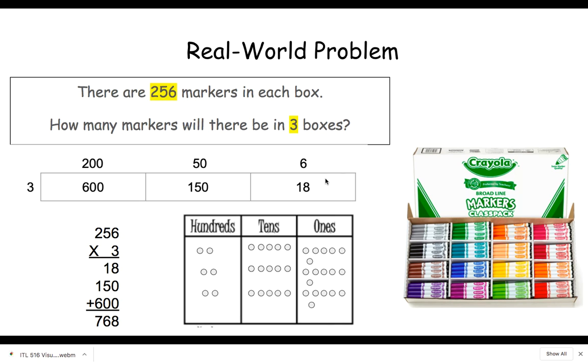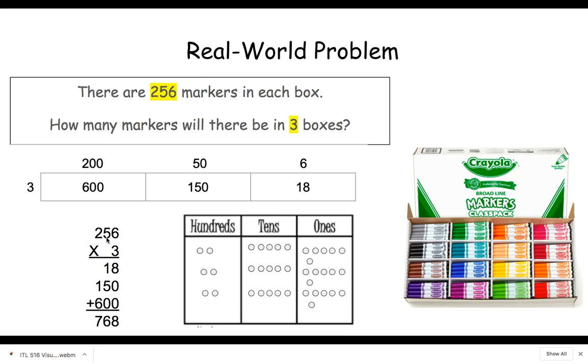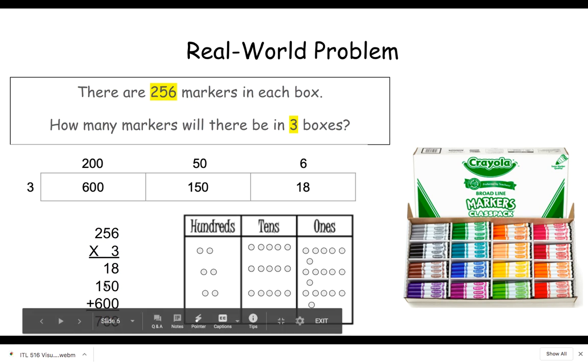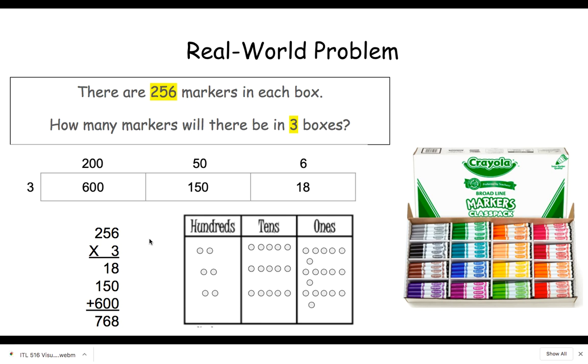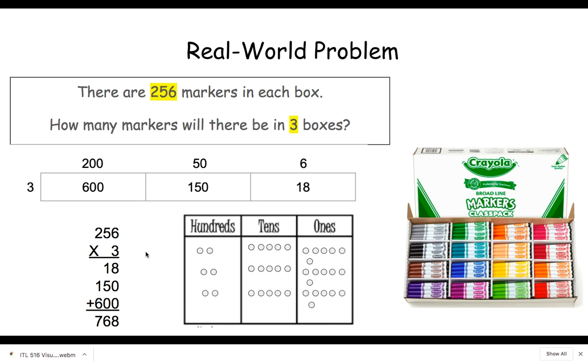When you do the partial products in the standard algorithm, it's the same thing, just lining them up. So the 3 times 6 is 18 right here. Then we're going to go 3 times 5 tens, or 50, will be 150. And 3 times 2 hundreds will be 600. When you add them up, remember to line them up correctly so that you have a correct sum. So 8 ones, 1 ten and 5 tens will be 6 tens, and 100 and 600 will be 700. Your answer is 768.